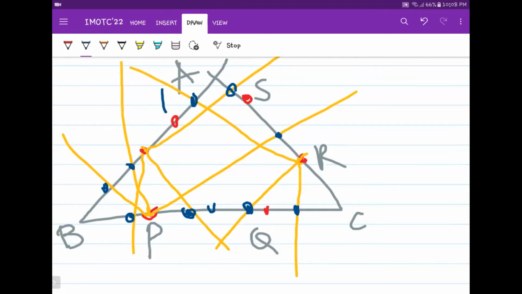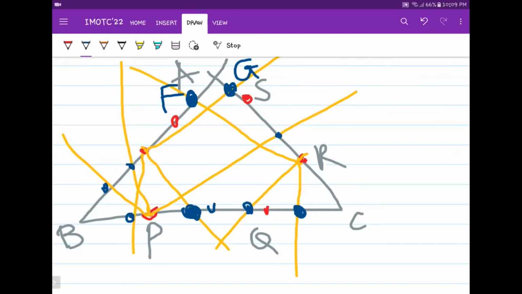One near A. Okay. No, the blue point near A. This one? Yep. Right. This one and the one near S. One near S, okay. Yes. And the one near to Q. One near Q, this one?